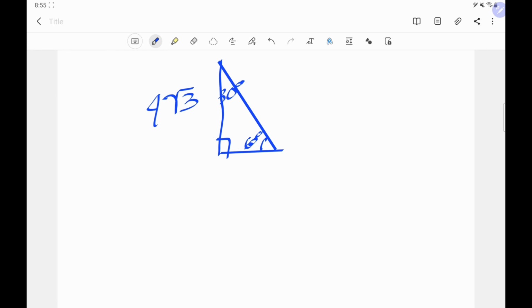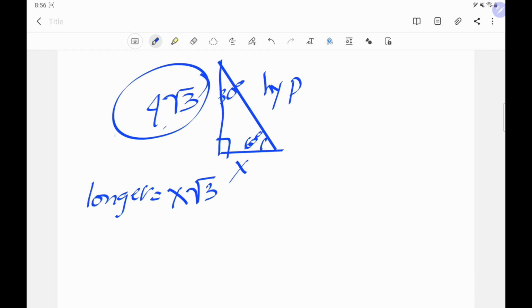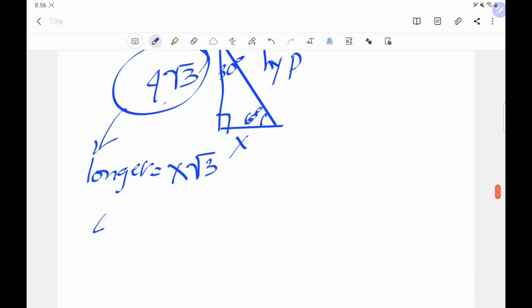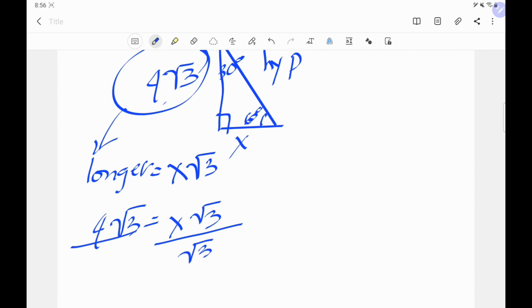All right, now according to the formula, to solve for the longer side, we need to multiply the shortest side. Let's say this is your x and this is your hypotenuse, right? We need to multiply the shortest side by square root of 3, right? That means x square root of 3. But your longer side is already given, so you just have to substitute it there. That means 4 square root of 3 is equal to x square root of 3, so that you can solve for the value of x. Now divide both sides by square root of 3. And you got x, and your x is equal to 4, right? That means this is equal to 4.